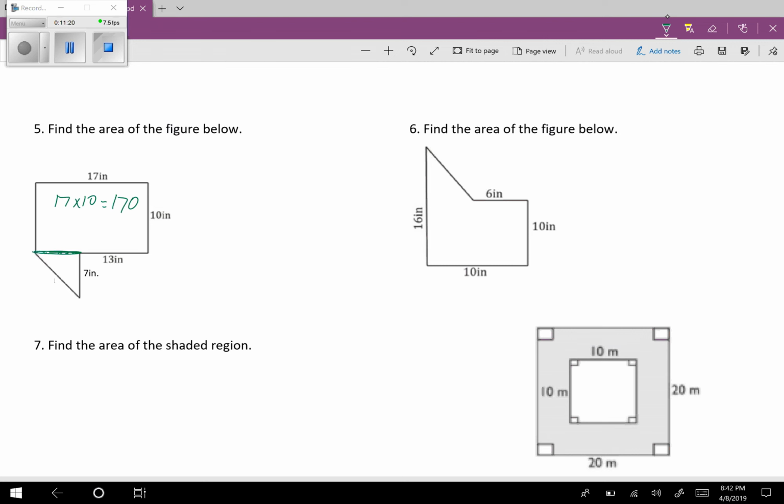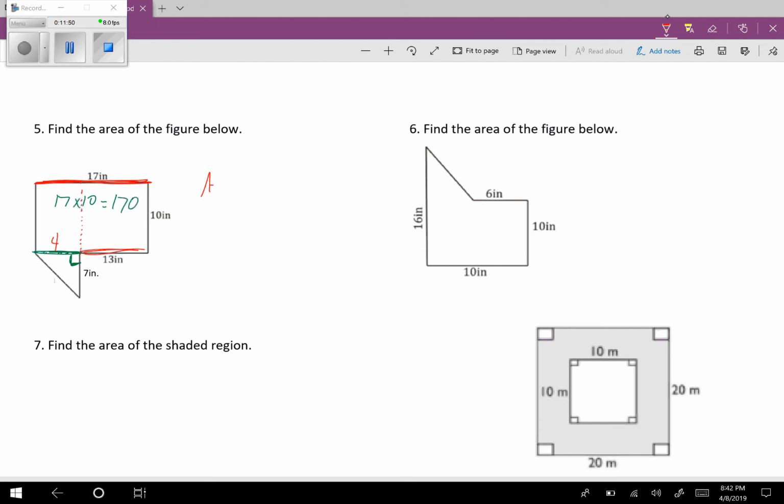Now, our triangle. This is a right angle here. So we have our base and our height. Our height will be 7. Our base, we got to figure this out. This 17 goes from end to end. The 13, it stops right here and goes straight up. So 17 take away 13, what's this little piece going to be? It's got to be 4.